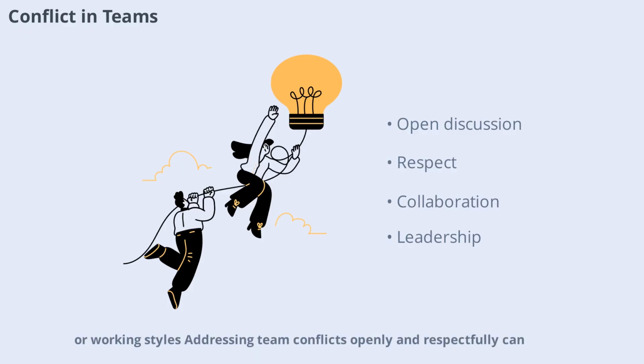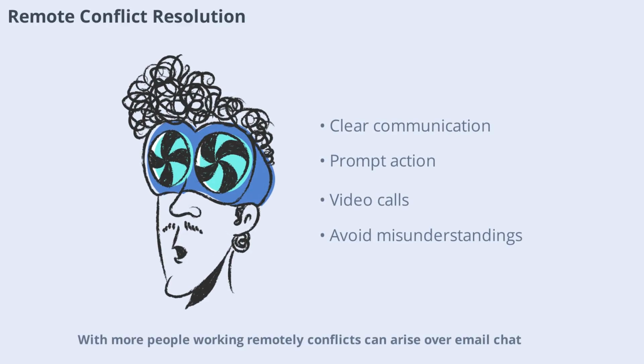Addressing team conflicts openly and respectfully can improve collaboration and lead to better results. Team leaders play a key role in setting the tone and facilitating resolution. With more people working remotely, conflicts can arise over email, chat, or video calls. It's important to communicate clearly, avoid misunderstandings, and address issues promptly. Using video calls for sensitive conversations can help maintain connection and understanding.